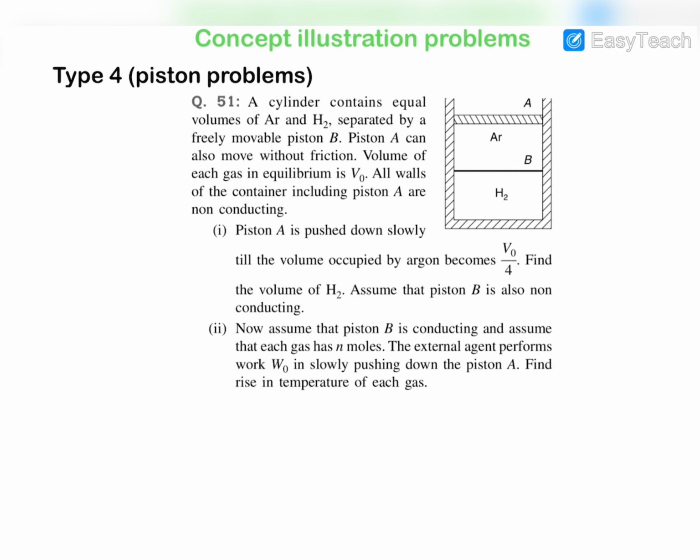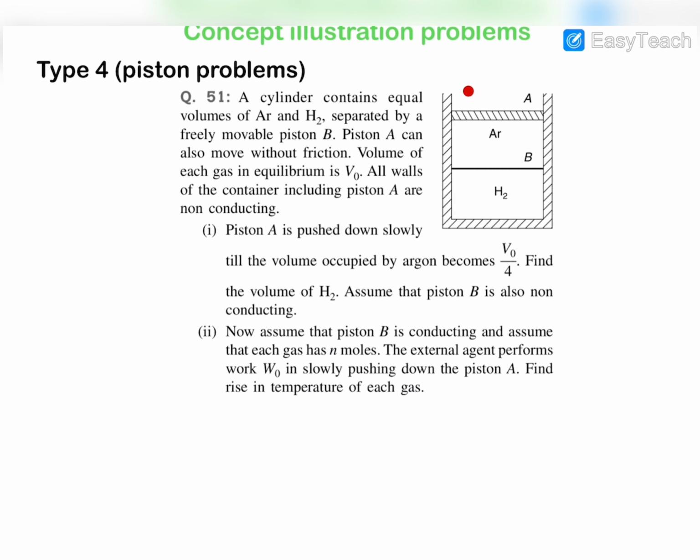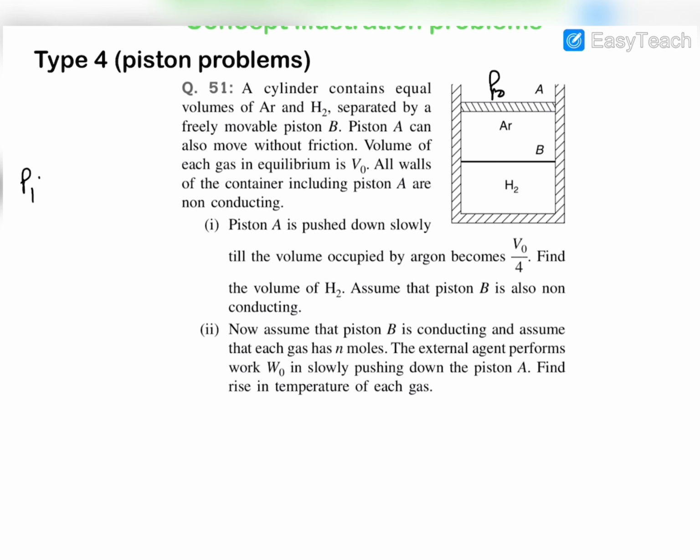Now first of all, as there is no heat exchange of any gas with the surroundings or with each other, it is an adiabatic process for both of them. In an adiabatic process, let us suppose the initial pressure was P naught, the atmospheric pressure, and for argon I use P1 V1 to the power gamma equal to P2 V2 to the power gamma.